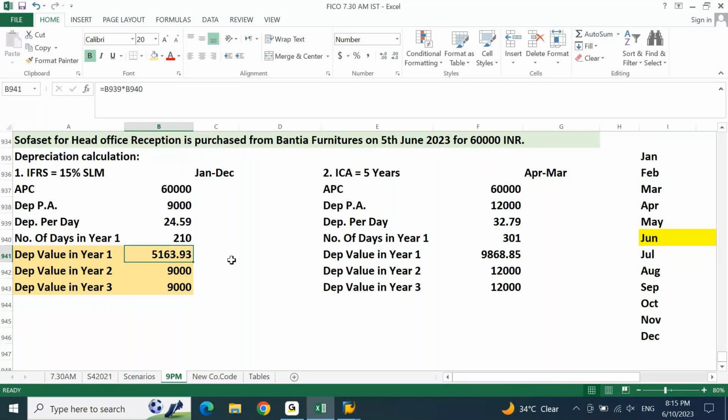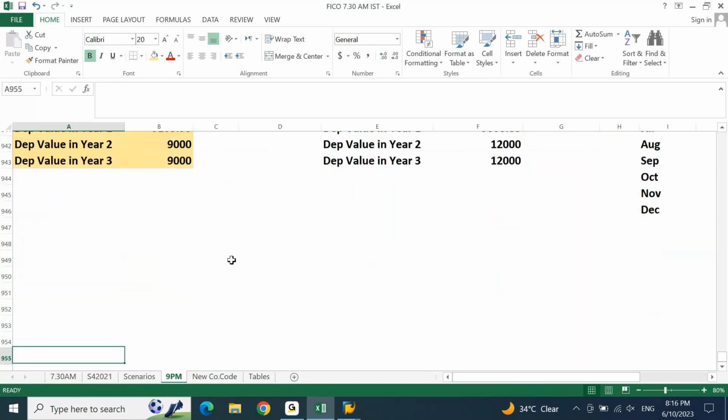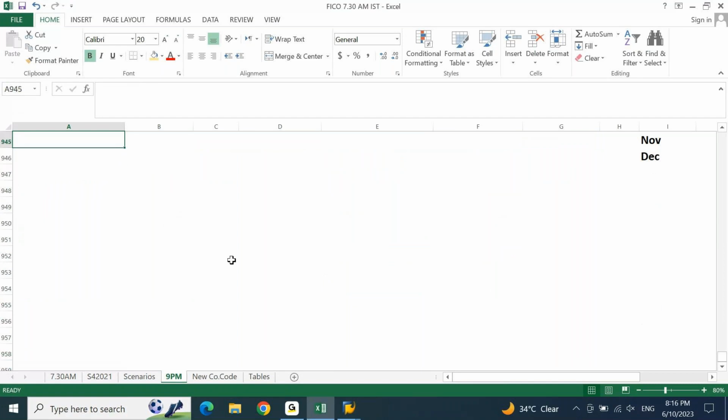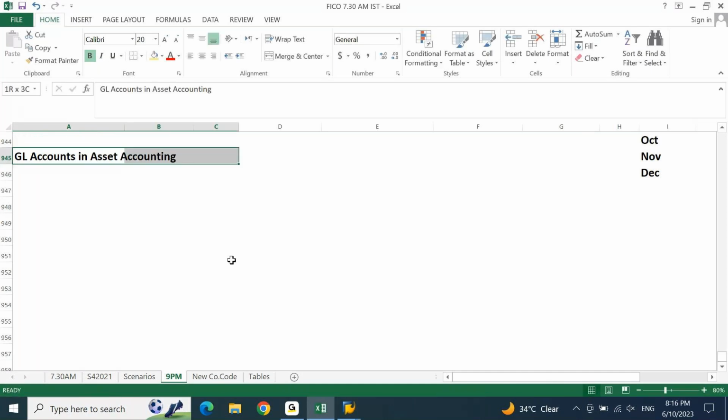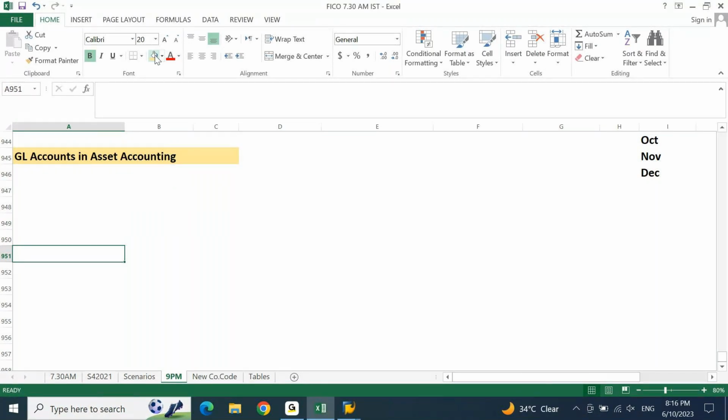Now, next one, after this, what we need to do? We need to proceed with the remaining configuration. Before we proceed with the remaining configuration, we need to understand GL accounts in asset accounting. What kind of GL accounts do we normally require in asset accounting? We are not writing all the GL accounts. We will be writing the GL accounts that are mandatory initially. The different GL accounts we will be adding based on the scenario, based on the different requirement. We will be adding additional GL accounts.